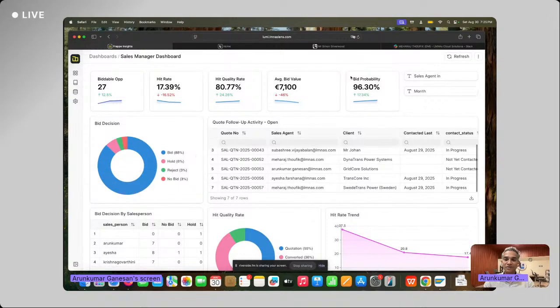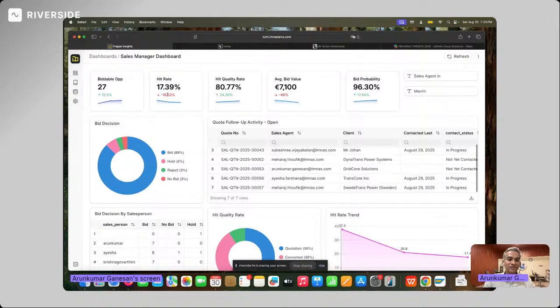And surprisingly, you can also see the probability of the bid is also increasing to 96%, a 17% increase, meaning the sales team is saying that out of 100 opportunities we can get 96, which is on the higher side, right? But I would also like to highlight this, right?